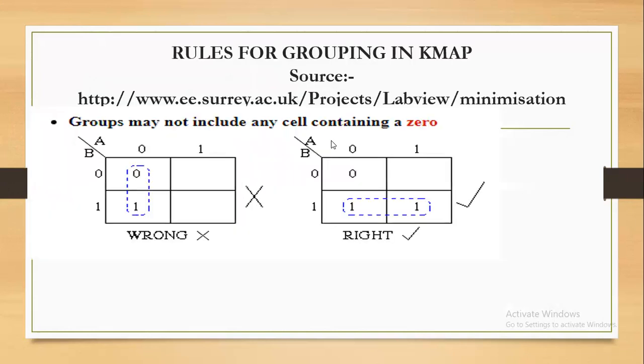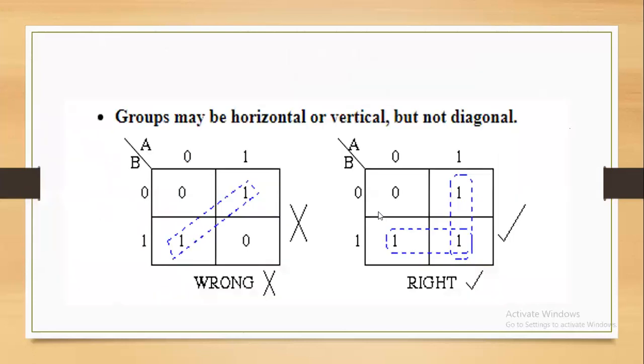Now we come to the rules for framing the groups, or grouping of cells, in a K-map, which are collected from the survey AC projects lab view and minimization. The first rule: a group may not include any cell containing a zero. If you are grouping for max terms, only max terms should be grouped. If you are grouping for min terms, you should group only min terms. So I can't group one and zero, it's a wrong procedure. You have to group one and one. That's the right procedure.